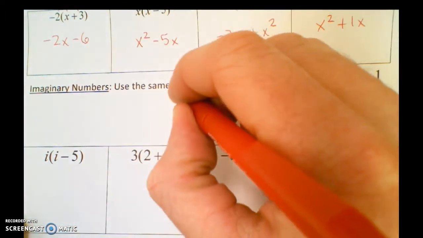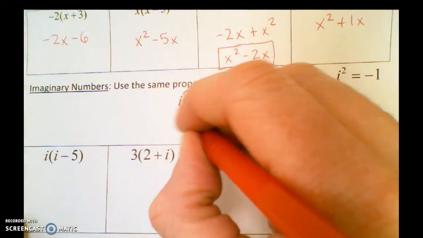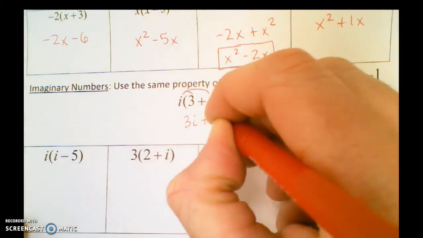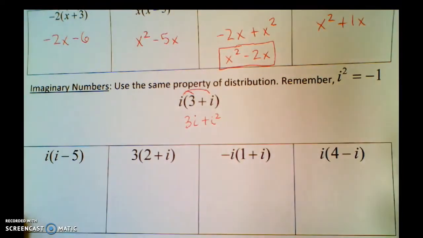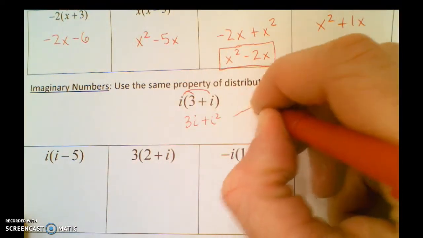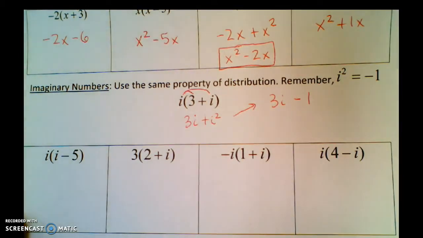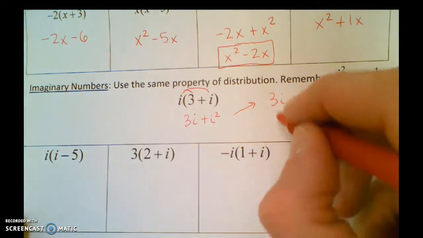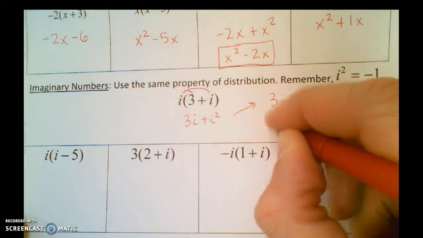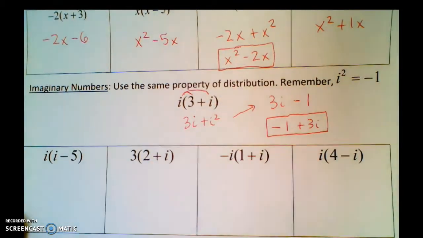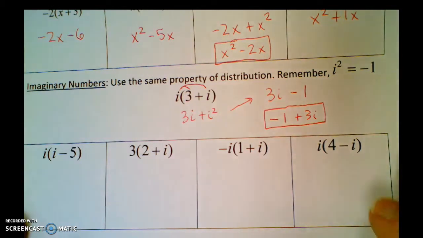So if I'm going to distribute i to both of these things inside the parentheses, this turns into 3i plus i squared. Well, now I know that I can rewrite i squared as -1. So really this turns into 3i minus 1. And to be exact, we write our real number first, and then you add the imaginary part after. So that's your official final answer for i times (3 plus i).